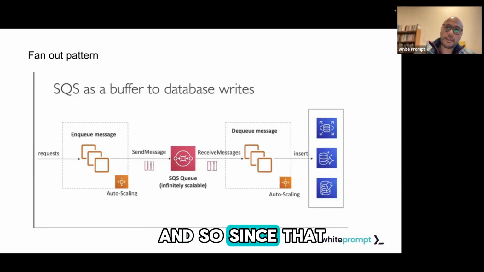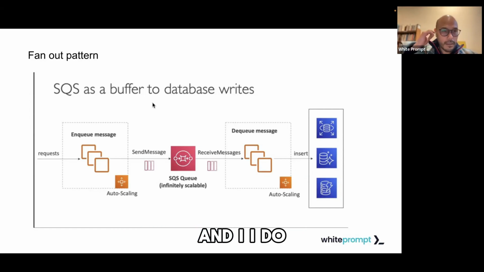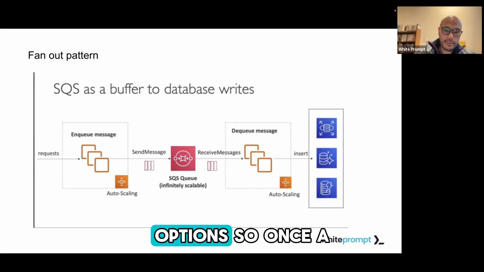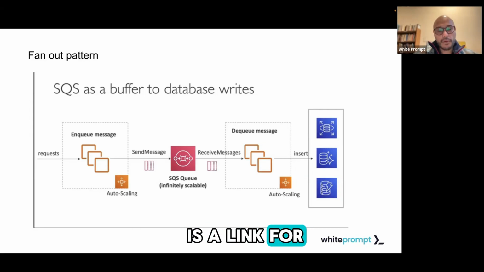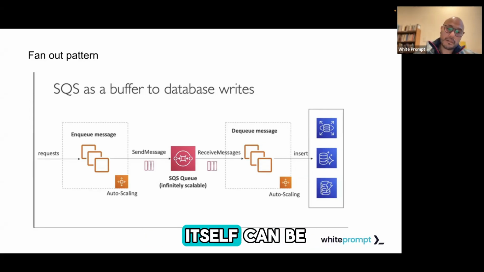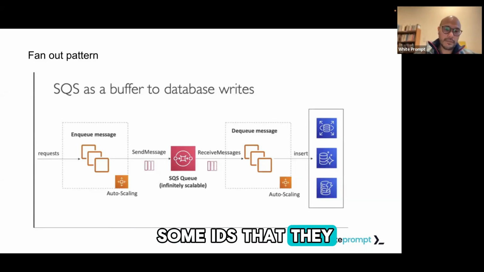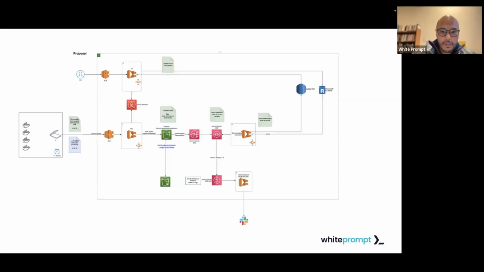Given that situation, what we did was use an S3 bucket where we store these objects to be handled. A good thing that we did was also to put some parameters as tags in the S3 objects. So once the queue receives a message, what it receives is a link to an S3 object, and then the object itself contains some tags, for example, some IDs that we need to use to process that payload. So we use that as a pattern here.